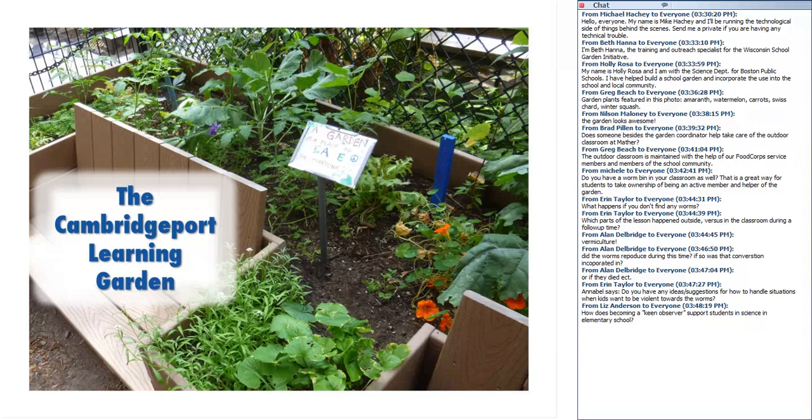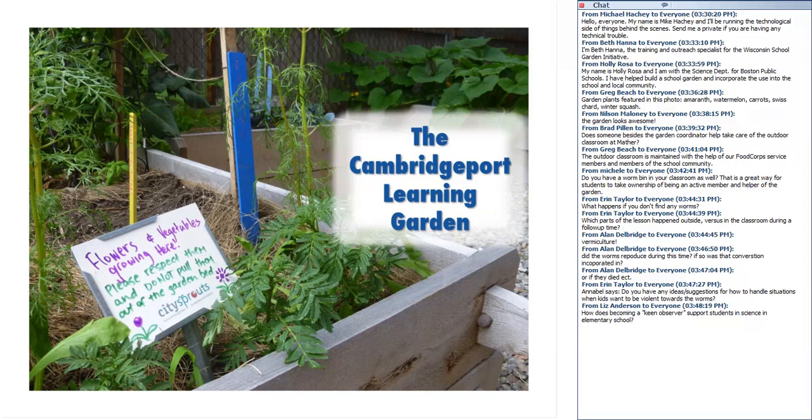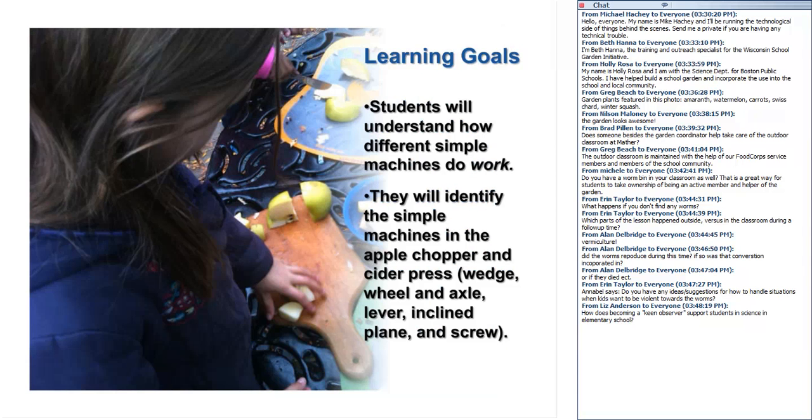So you can see a little picture of our back garden, and this activity took place in that area. And here's some more pictures of the back garden. What I wanted the kids to get out of this was that they'd understand how different simple machines do work. And I wanted them to be able to identify the simple machines that you can find in the machinery we were using.